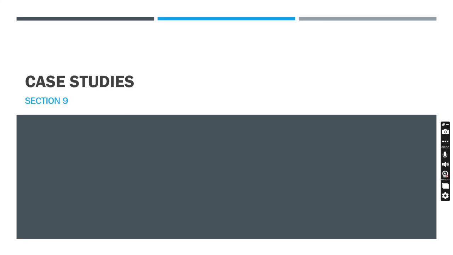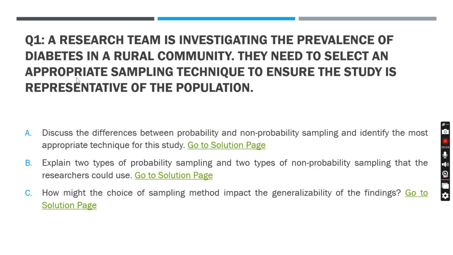We are going to work on some case studies and solve some of the questions for the coursework. The first question is: the researcher is investigating the prevalence of diabetes in a rural community. They need to select an appropriate sampling technique to ensure the study is representative of the population. Okay, they are talking about diabetes, and they want to select a proper sampling technique.